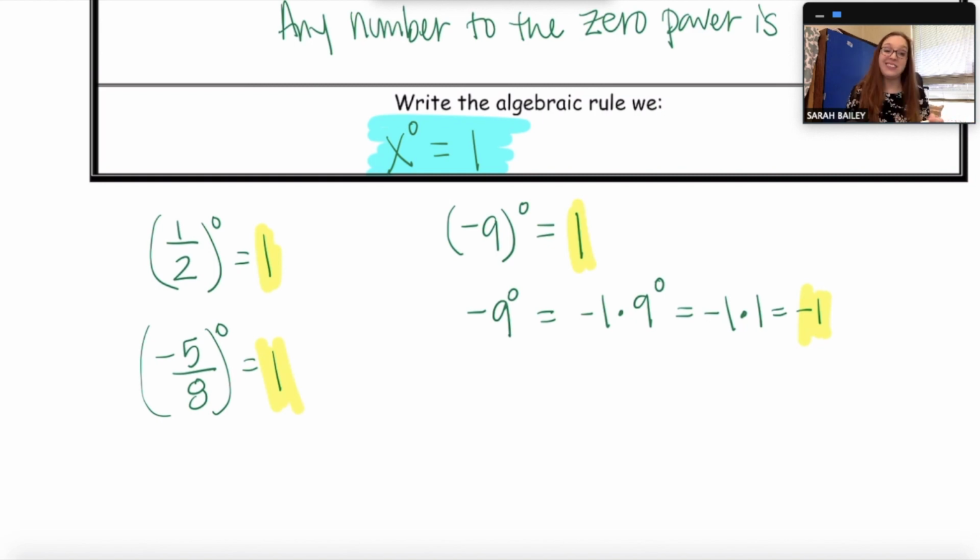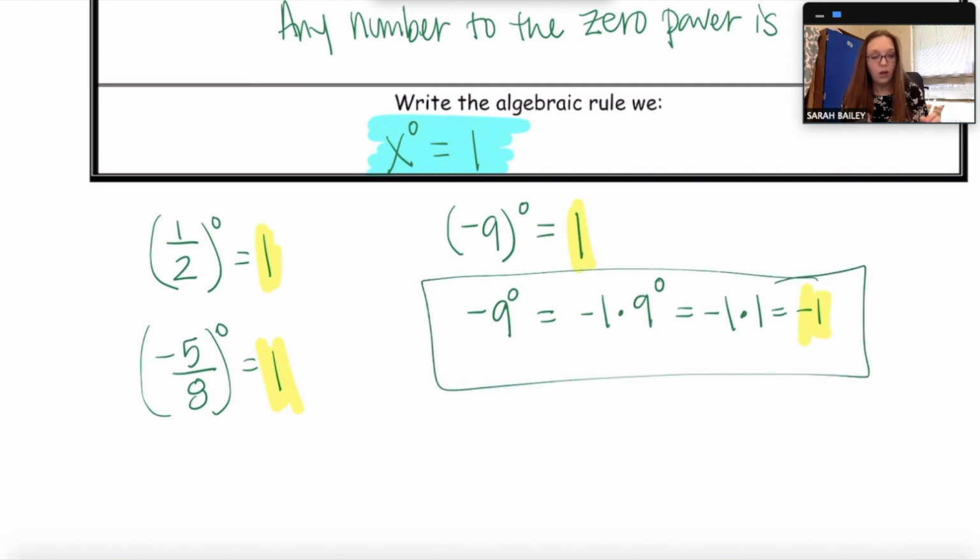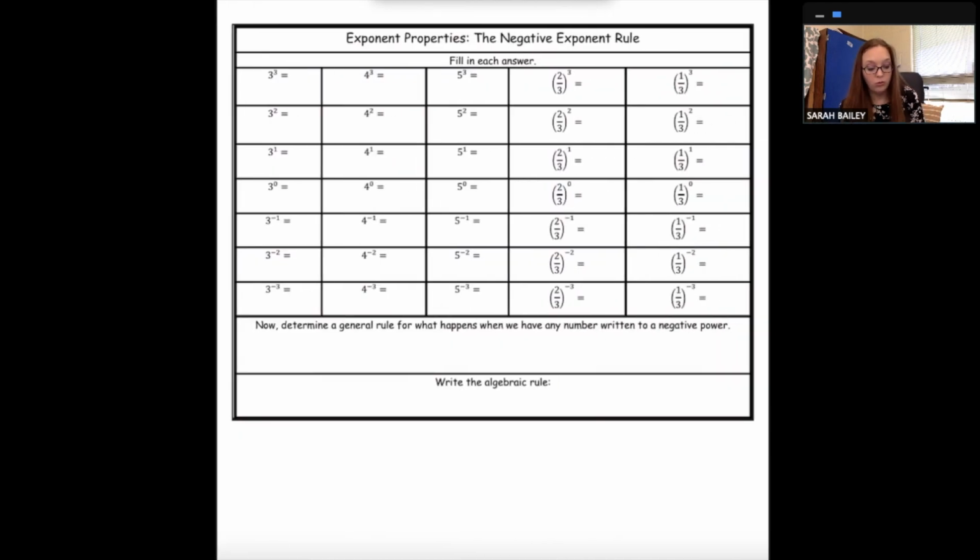But if the base is not in parentheses, which is what is happening right here, then it's not 1, because it means something different. So pay particularly close attention to that. All right, let's do the next page.